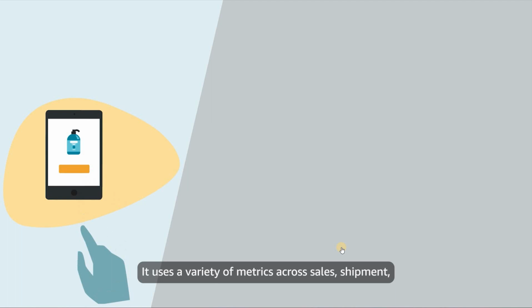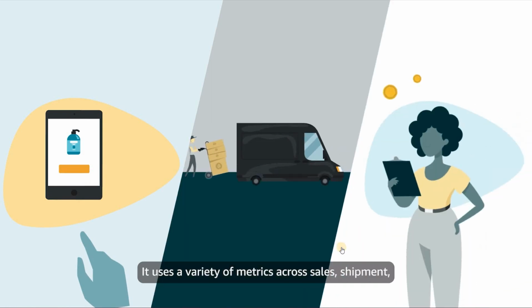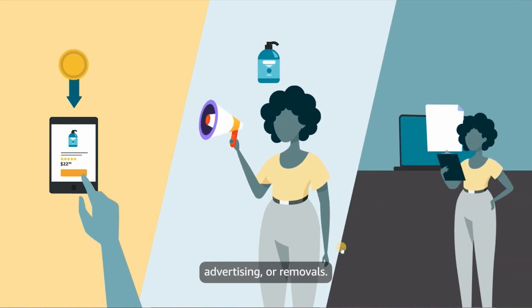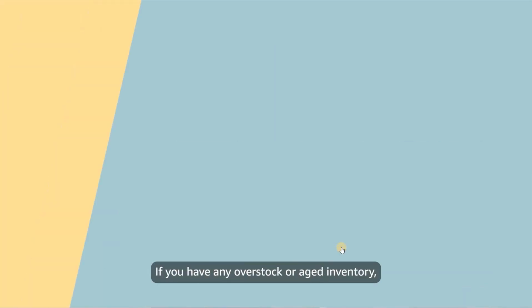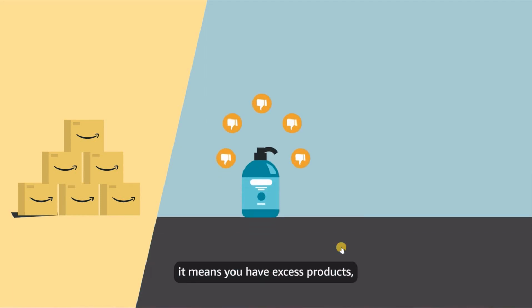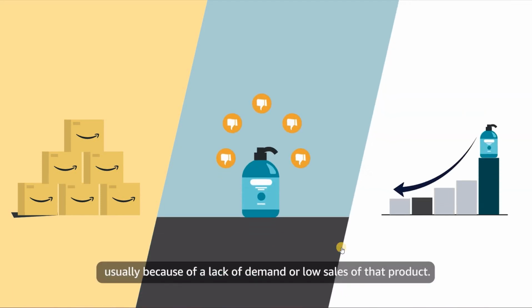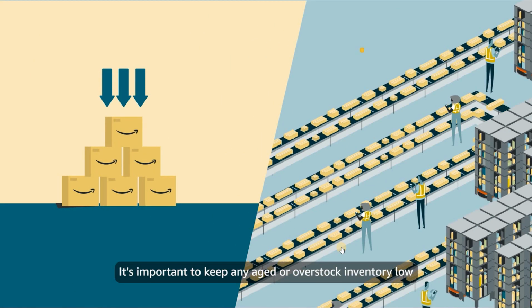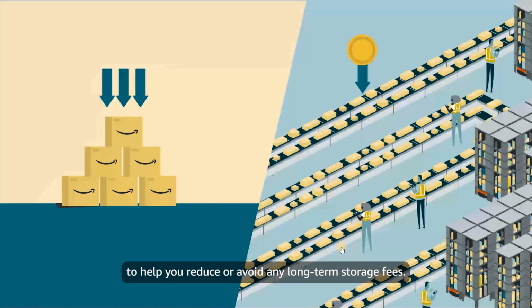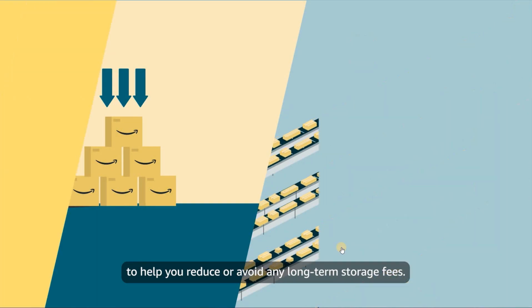It uses a variety of metrics across sales, shipment, and fee data to help you make informed decisions about repricing, advertising, or removals. If you have any overstock or aged inventory, it means you have excess products, usually because of a lack of demand or low sales of that product. It's important to keep any aged or overstock inventory low to help you reduce or avoid any long-term storage fees.